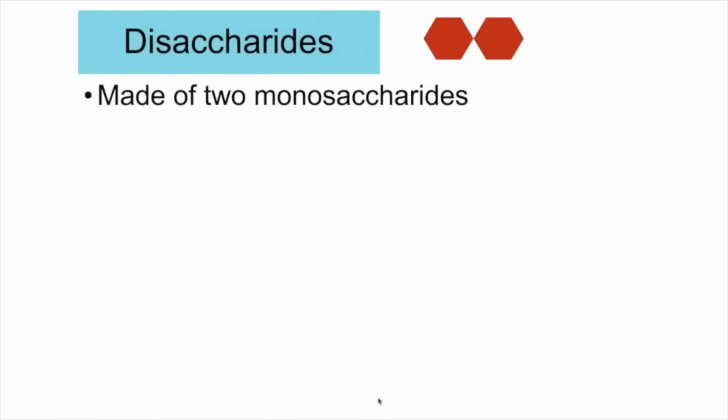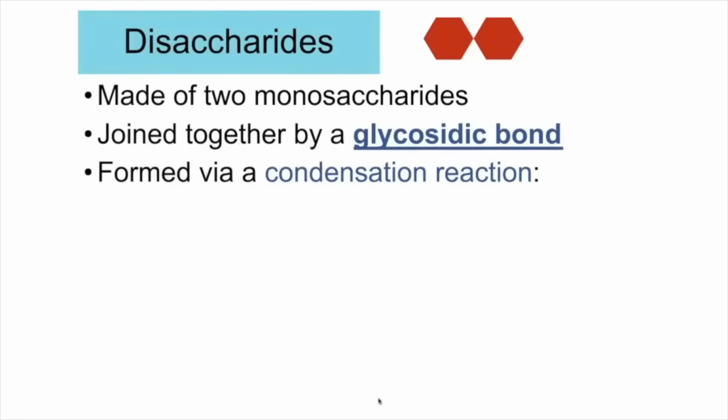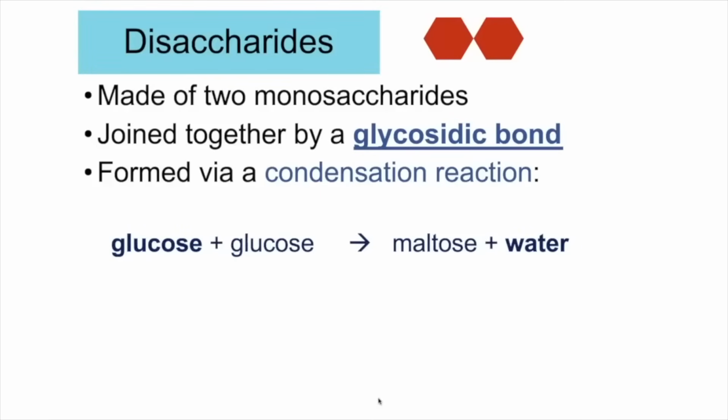Di meaning 2, and we said it's made up of 2 sugar units or 2 monosaccharides. They're joined together by a glycosidic bond, which is formed during a condensation reaction. A condensation reaction is when a water molecule is removed, a chemical bond is formed to create a larger molecule. And that's what we can see here. Glucose plus glucose forms a larger molecule, the disaccharide maltose, and water is produced.